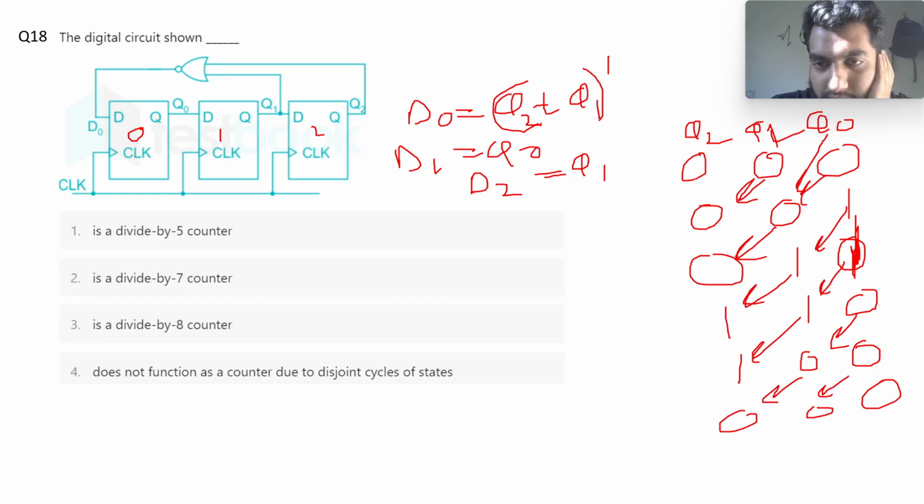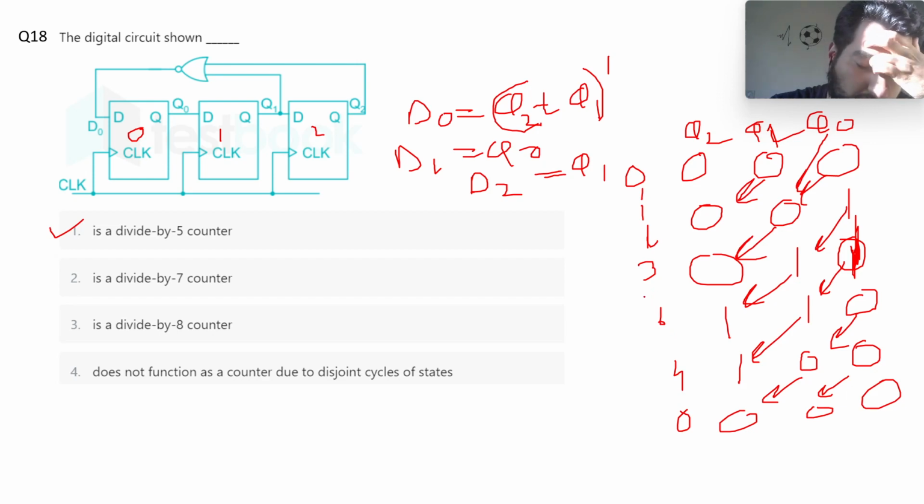So how many states are there? 1, 2, 3, 4, 5. Not this one because it's the previous state only. So it's a divide by 5 counter, and the states are 0, 1, 3, 6, 4, and again to 0. So the transitions are 0 to 1, 1 to 3, 3 to 6, 6 to 4, and 4 to 0.